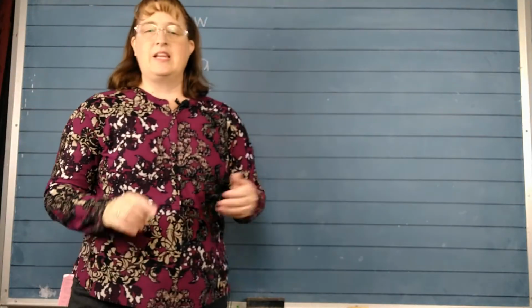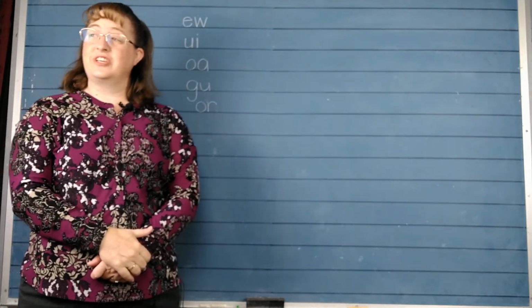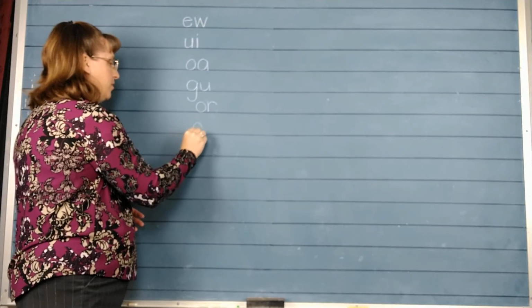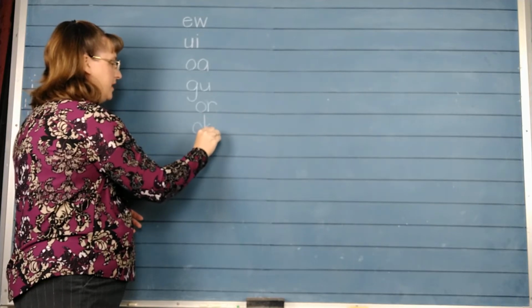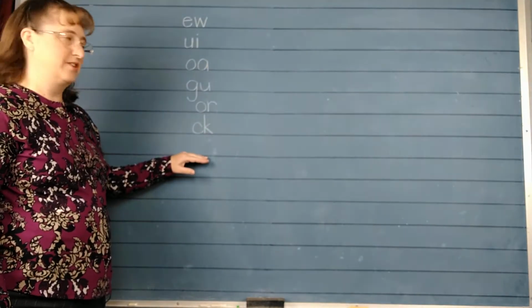Good. The next one is K. It's the two-letter K. Both of our letters that can say K. We put them together and it's our two-letter K. Good job.